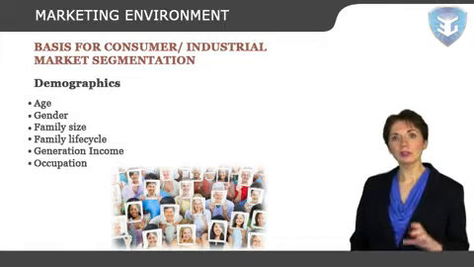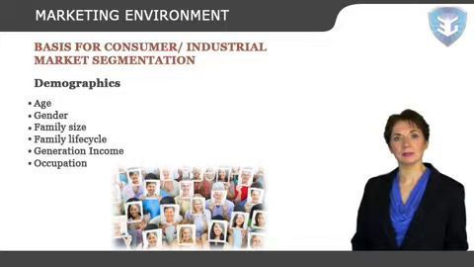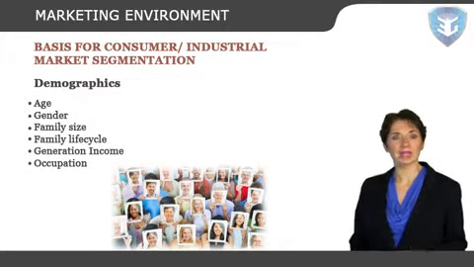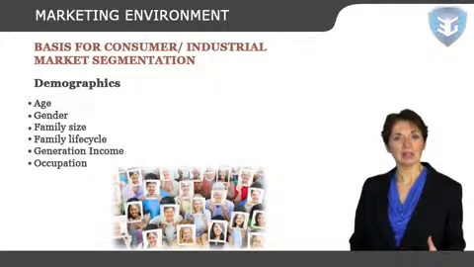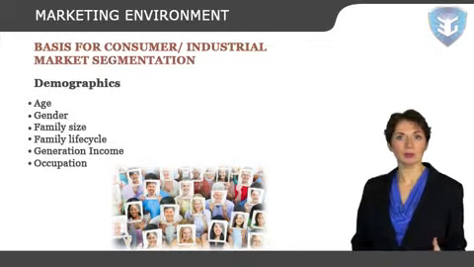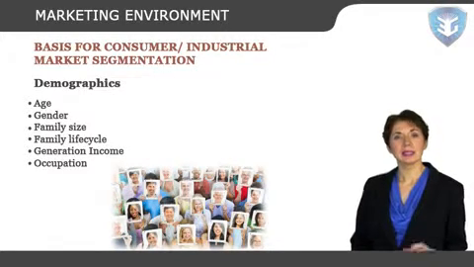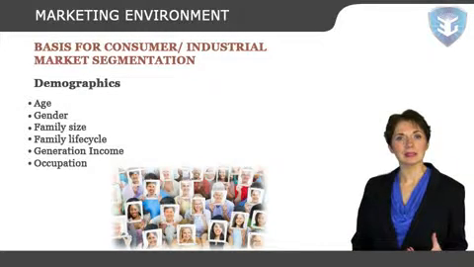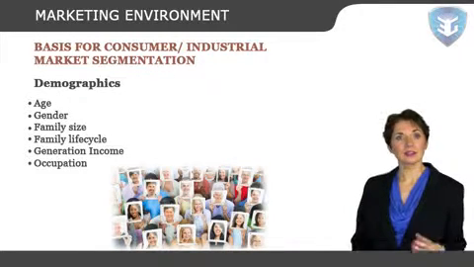Demographics. One common way of segmenting a market is through the use of demographics. Some demographic segmentation variables include age, gender, family size, family life cycle, generation, baby boomers, Generation X, etc. Income, occupation, education. Industrial markets might be segmented on characteristics such as ethnicity, nationality, religion, social class.